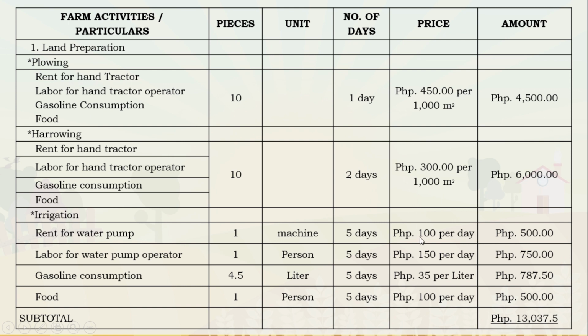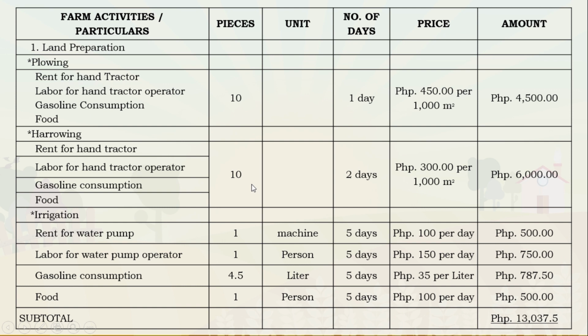How much per unit? And the total amount. So halimbawa, kailangan natin ng 10 tao para sa plowing sa loob ng isang araw. Ang isang tao ay nagkakahalaga, babayaran natin ng 450 pesos per 1,000 square meters. So, multiply lang natin yung 450 pesos sa 10. That is 4,500 pesos. Okay po?